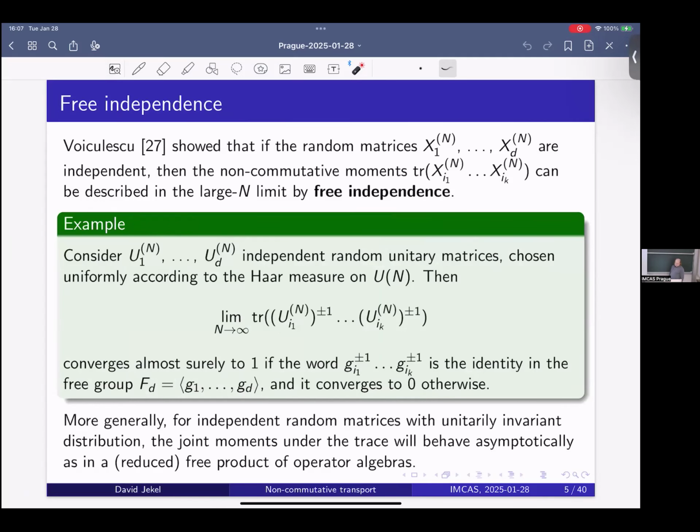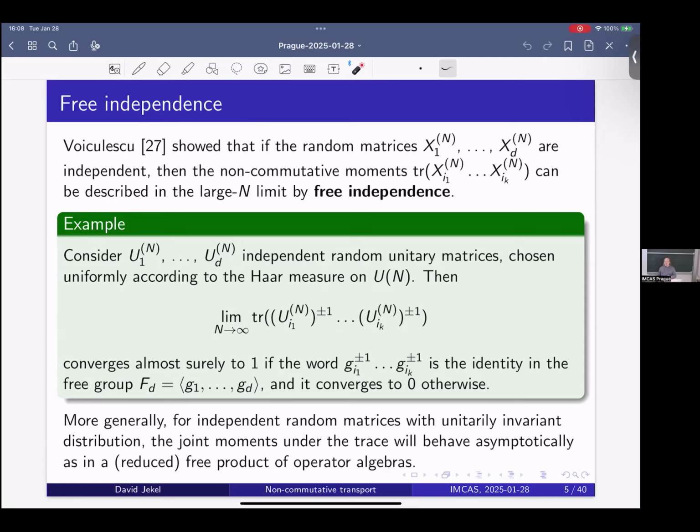So in this setting, there is an analog of independence, as discussed in the pre-seminar, and it's called free independence. And what does this mean? Well, the statement, shown by Voiculescu, is that if you take several random matrices that are independent of each other, and their distributions are sufficiently symmetric, i.e. they're invariant under unitary conjugation, then in the large N limit, they become freely independent. And there are also many generalizations of this theorem.